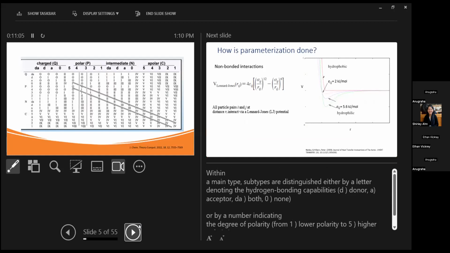So this is like an interaction matrix. It shows how we assign the charged or polar or intermediate, non-polar, and apolar groups. DA here indicates hydrogen accepting capability, and D is donor. I think I might be wrong, but D is the donor, A is the acceptor. TA is both. Sorry, TA is both. So depending on that, we assign an interaction matrix, which we use to calculate how each bead interacts with the other.